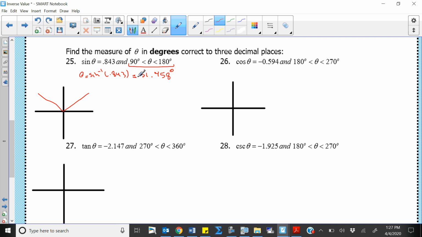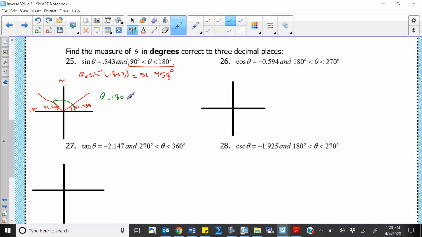Okay, so here the calculator is only giving us this value, which is 51.458. What I'm looking for is the angle which is between 90 and 180. So I need to find this one. We know that this reference angle is also the same as what we have here, 51.458. I need to find this angle that starts from here and ends at this point.